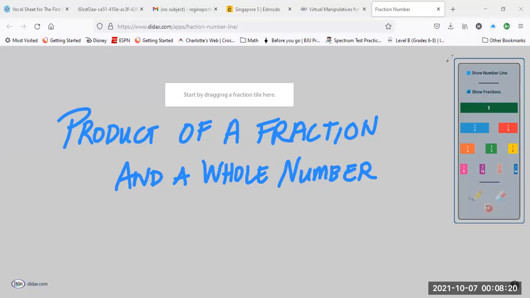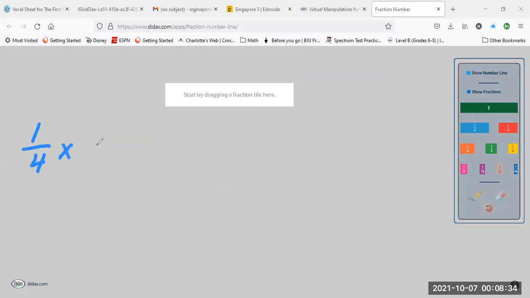Okay, let's look again at how to find the product of a fraction and a whole number. If we looked at a problem like 1/4 times 10, first of all, let me show you what we're doing here. When we look at a problem like 1/4 times 10, we're taking 1/4 10 times.